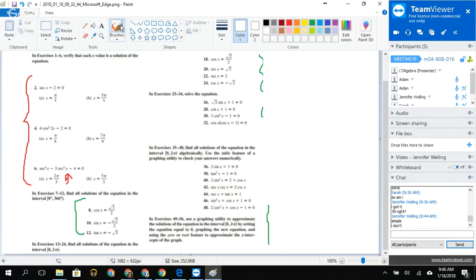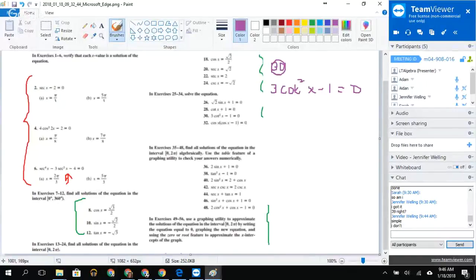So for example, let's go right to number 30. Number 30 says we have 3 times the cotangent squared of x minus 1 equals 0. They're asking us to solve the equation. Just like anytime you're solving an equation, our ultimate goal is to get x by itself so that we can figure out what x is.